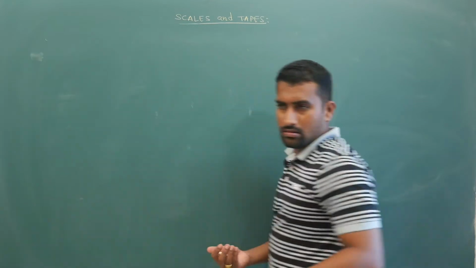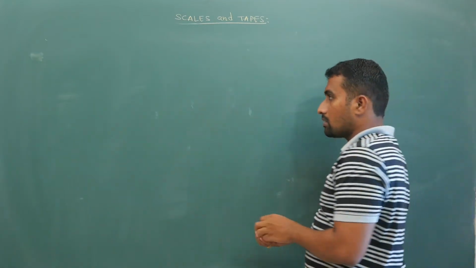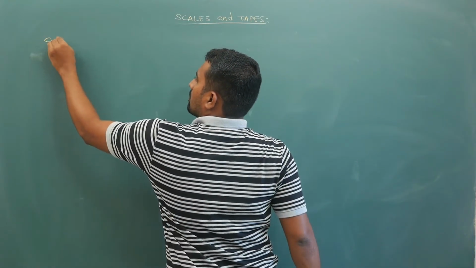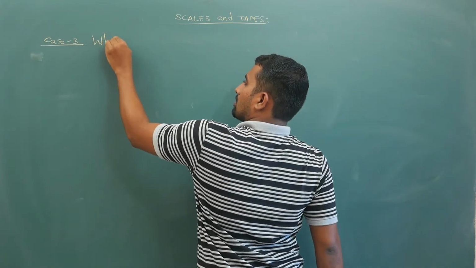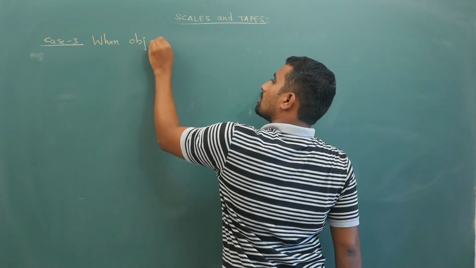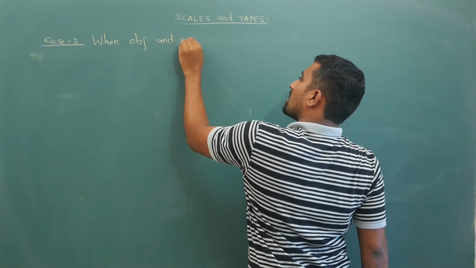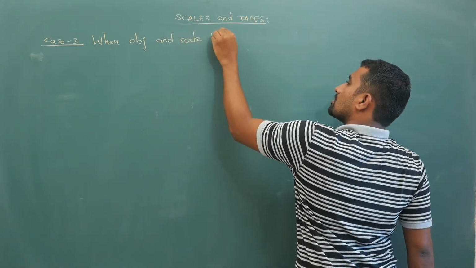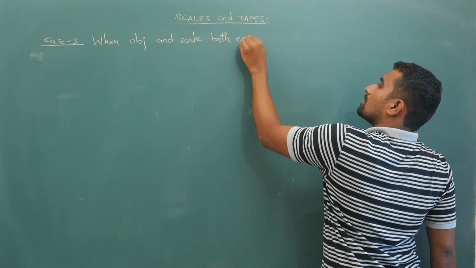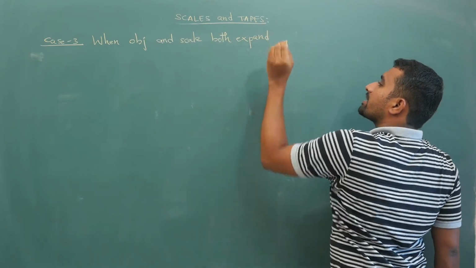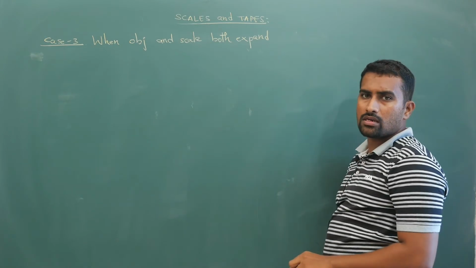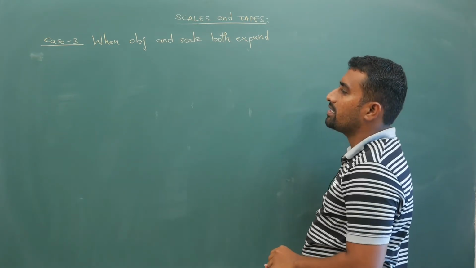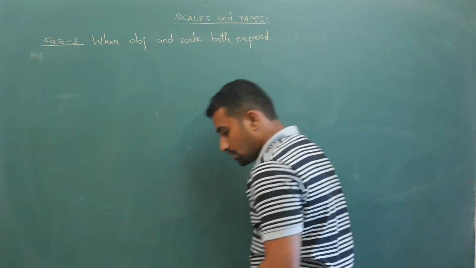Case 3, when object and scale both expand. So now what is the true reading, what is the measured value, what is the actual reading is what we are going to see now.